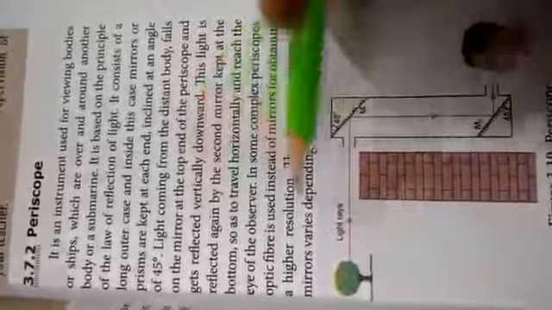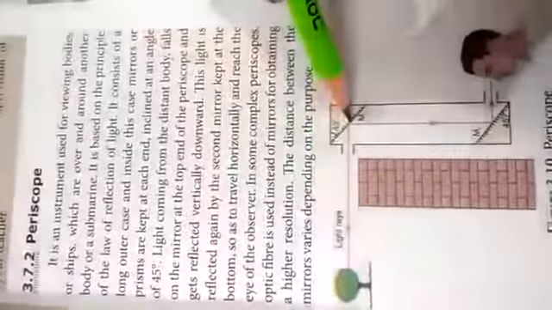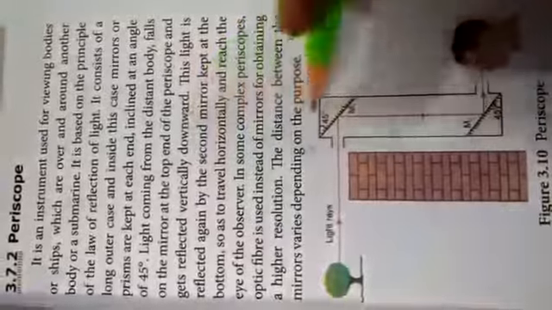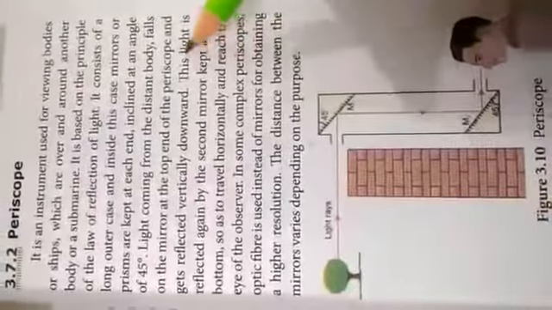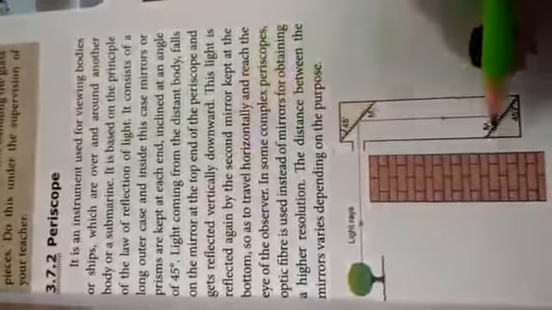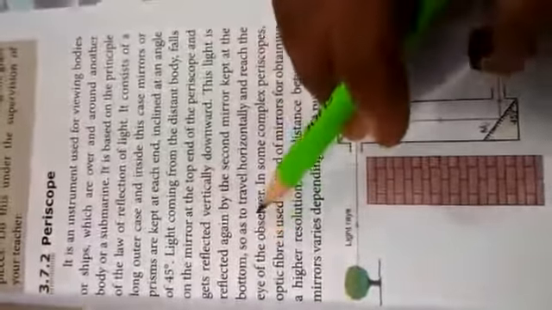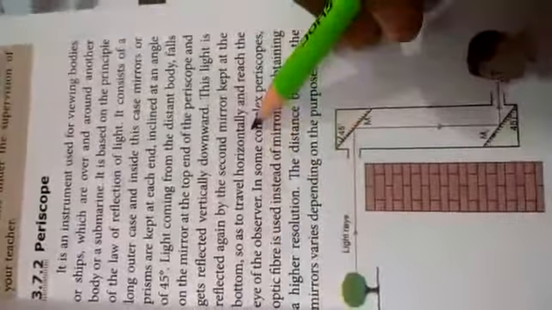Light coming from the distant body falls on the mirror at the top end of the periscope and gets reflected vertically downward. This light is reflected again by the second mirror, kept at the bottom, so as to travel horizontally.